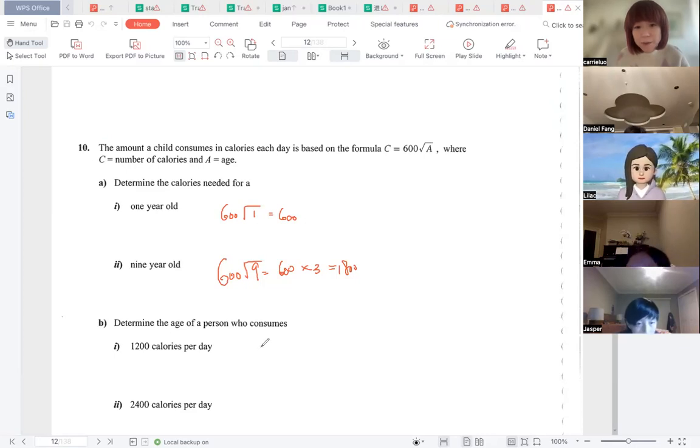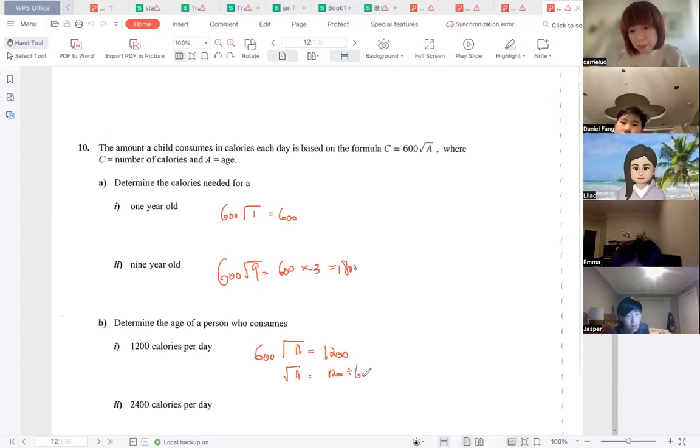Okay, Jasper, take a look. So 600 square root A equals 1,200. Take a look. Okay, Lilac, that is the process. So square root A equals 1,200 divided by 600. So square root A equals 2. So A equals 4. Get it, everybody?